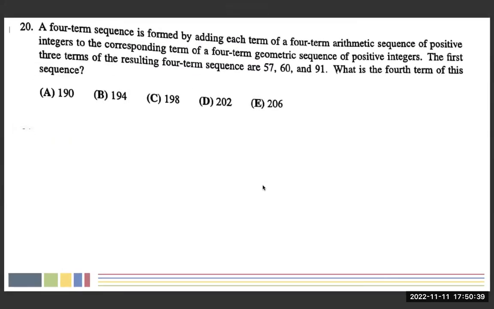Now, this is AMC 10A, problem 20. A 4-term sequence is formed by adding each term of a 4-term arithmetic sequence of positive integers to the corresponding term of a 4-term geometric sequence of positive integers. The first 3 terms of the resulting 4-term sequence are 57, 60, and 91. What is the 4th term of this sequence? A, 190, B, 194, C, 198, D, 202, E, 206. Okay.